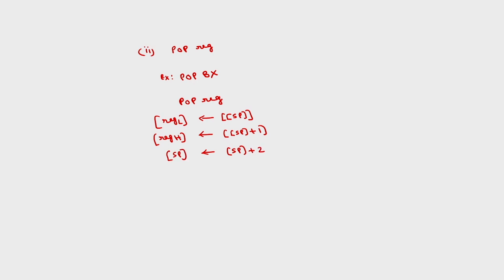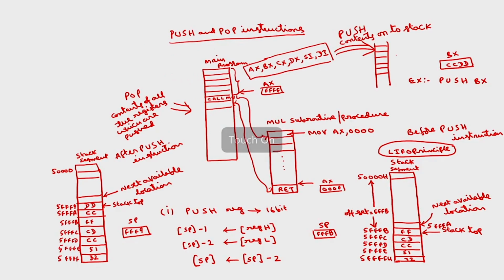This is clear here. So what is the contents of SP? Contents of SP is this. Contents of this will be DD, that will be transferred to the BL, and contents of SP plus 1 is FFFA, that is CC, that will be transferred to the BL. Once these two have been popped, these two become empty. So the next available location is this one, stack top will be this.